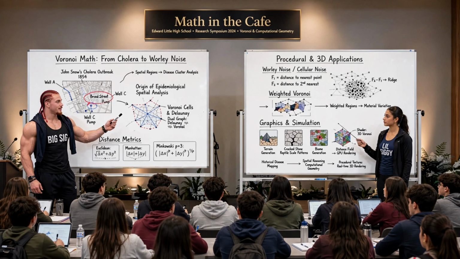Okay, let's make sure our Edward Little High scholars have an absolutely crystal clear, intuitive picture of what a Voronoi diagram is just before we start writing code for it later. That's a good idea. I was thinking about this earlier, and I like to use a pizza delivery analogy. Oh, I'm listening. That sounds highly relatable. Right. Imagine a map of your city, and let's say there are 5 pizza shops scattered randomly around town. Okay, those 5 shops are your seeds.